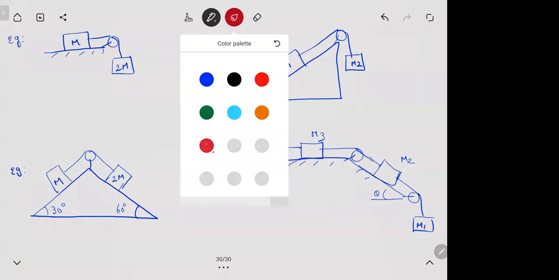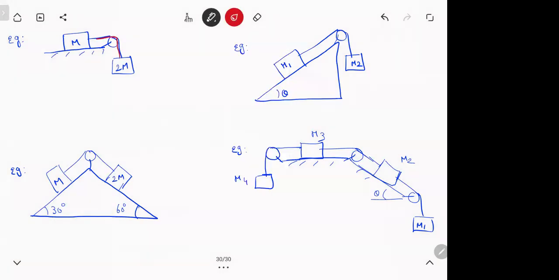Now listen carefully again. You have to take force along the string. This is 2 mg. So 2 mg is helping along the string. Look at this one: mg is this way. Is it helping the block to move? No, there is no force on it along the string. So mg is useless.